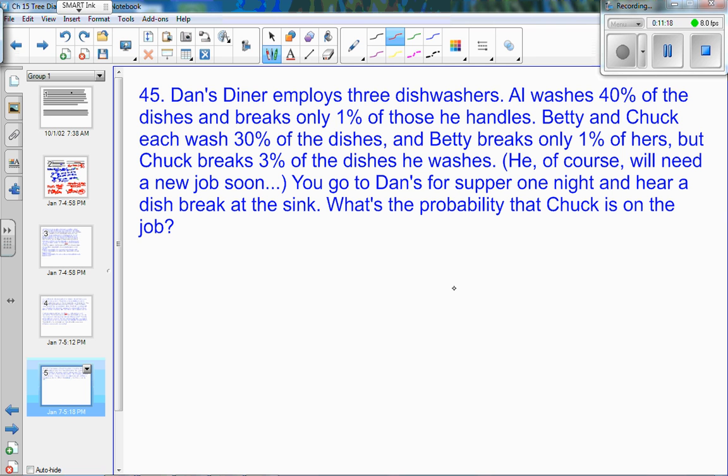And here you have, this one will be interesting because you actually are going to have 3 branches to start off with on your tree because you have 3 people, Al, Betty, and Chuck, that all work at Dan's Diner. So anyway, you can go ahead and work on those 3 problems.